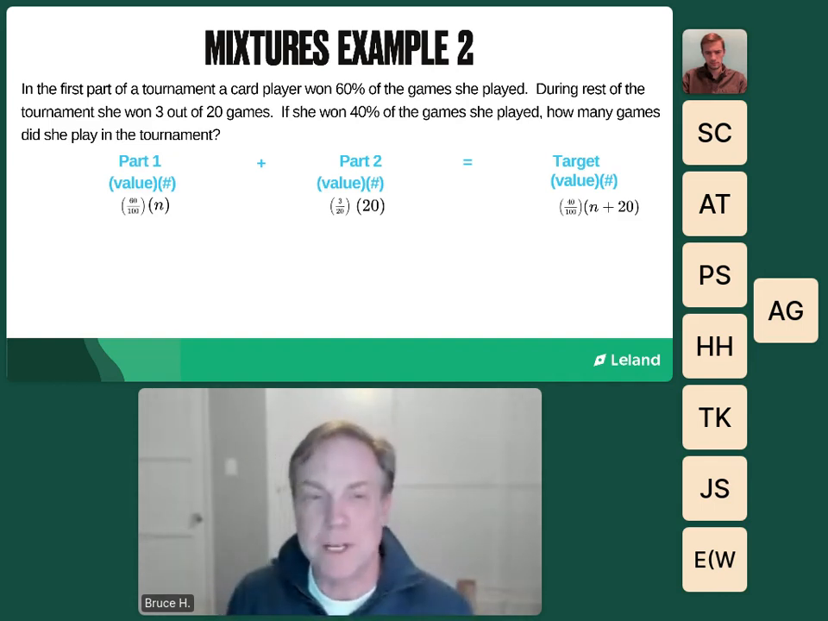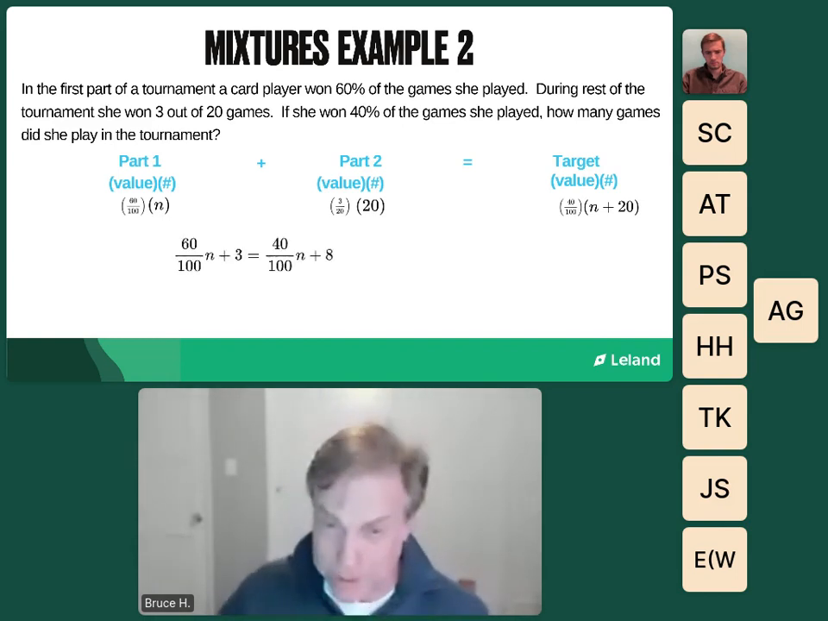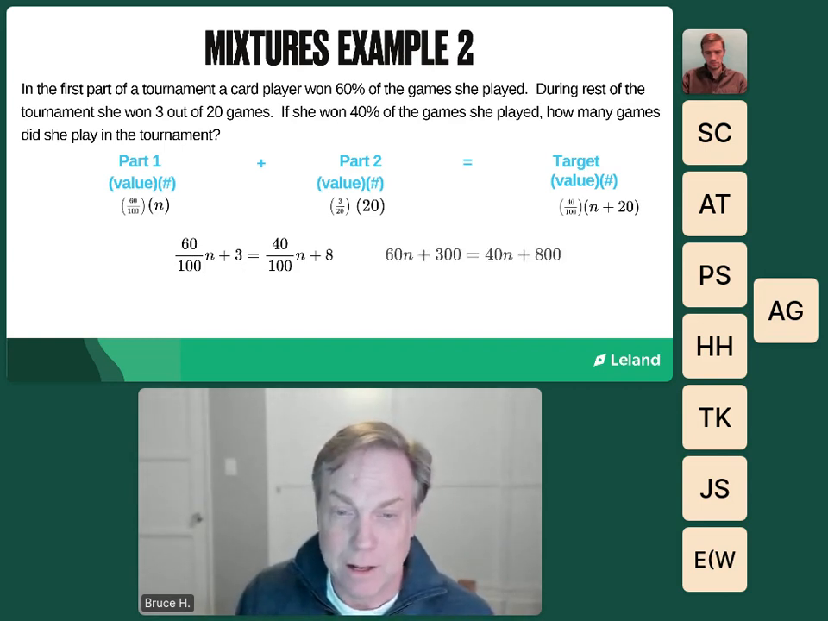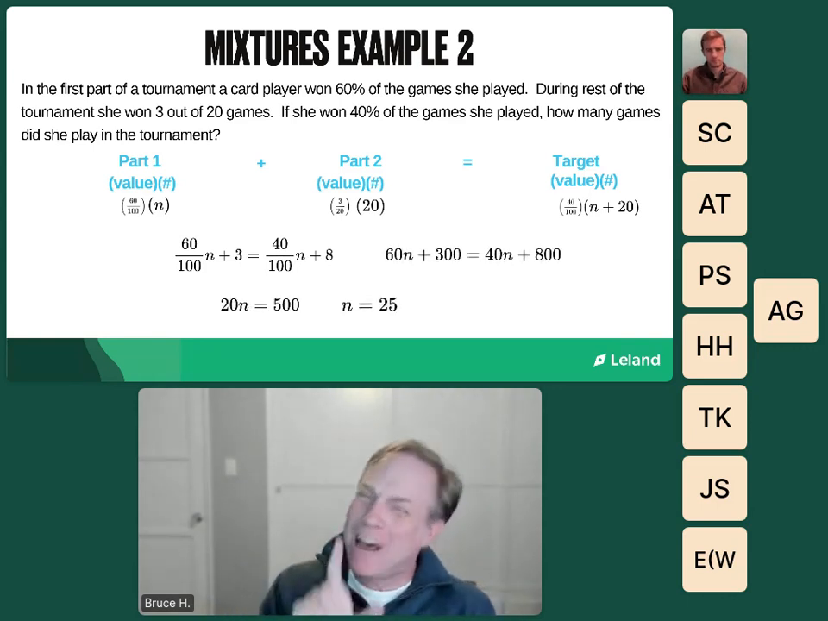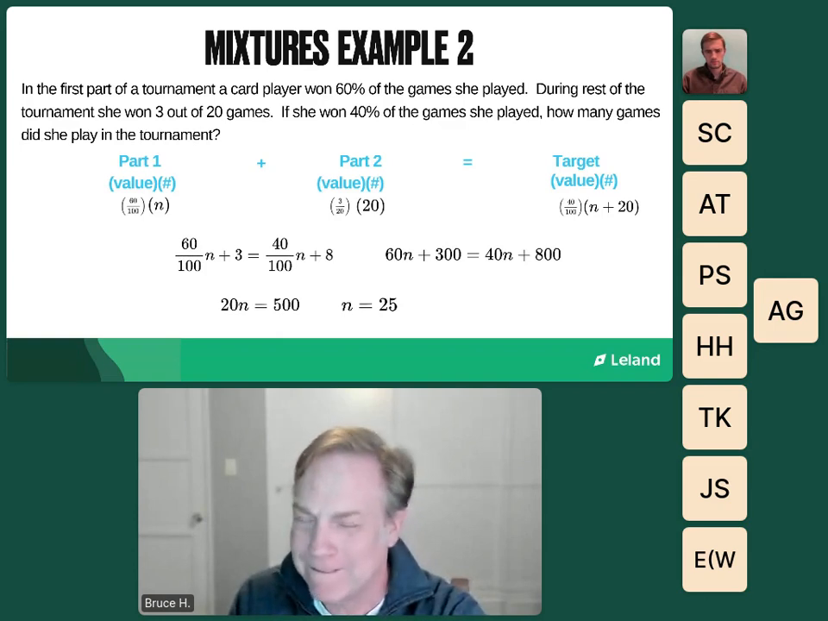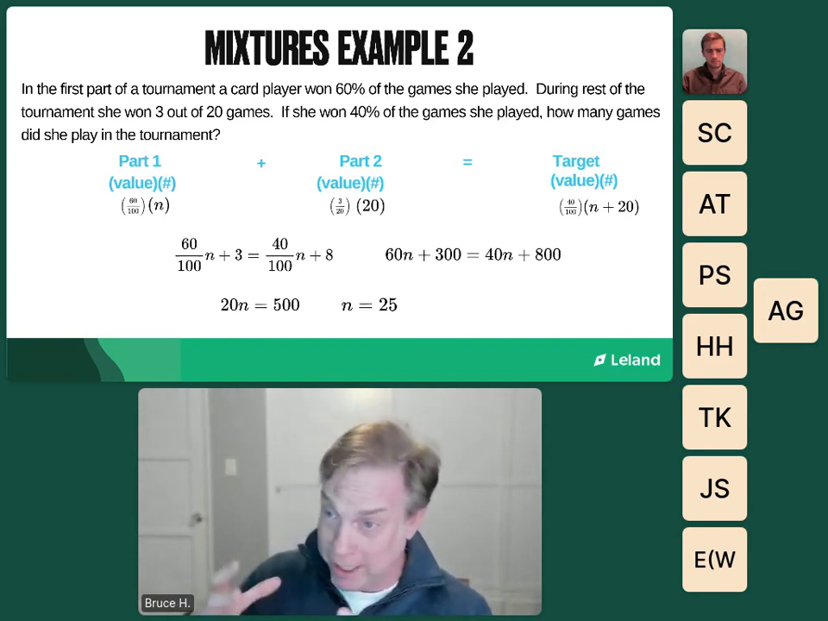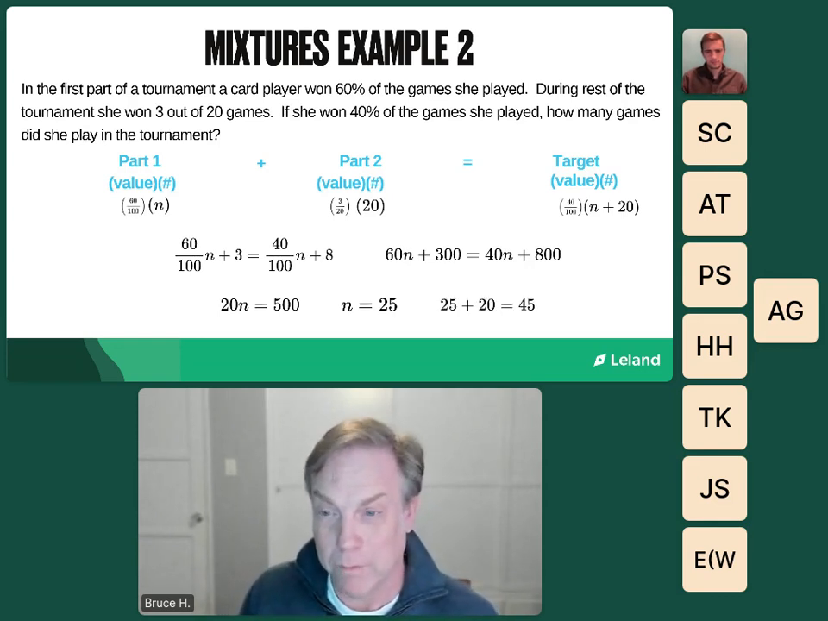Now we have a very simple equation that we can solve. And there are a lot of ways to go about solving this thing. I hate denominators, so I tend just to multiply the whole thing through by 100, solve down, and now we have N equals 25. And is that what we are being asked for? Think carefully. It's not. We need to know how many games she played in the tournament. So we need the target number, which is N plus 20, 25 plus 20, boom, 45.